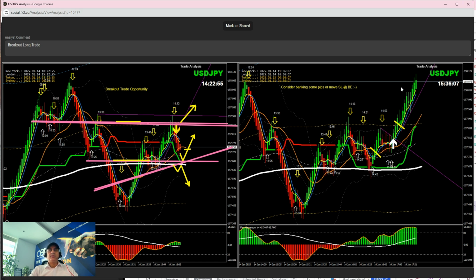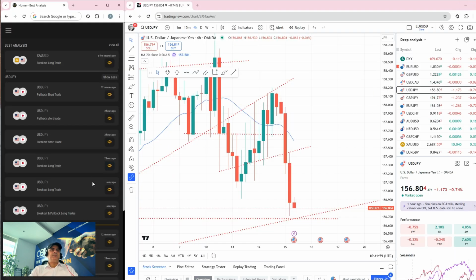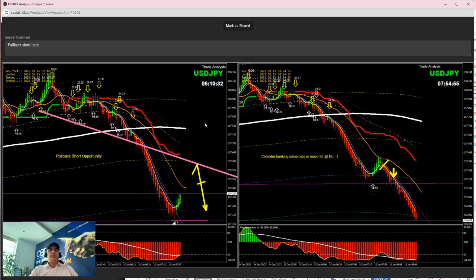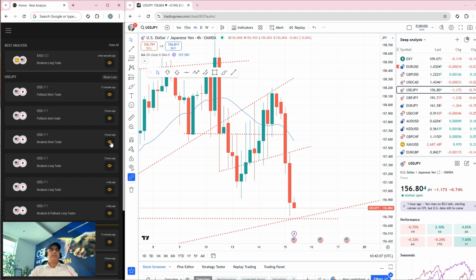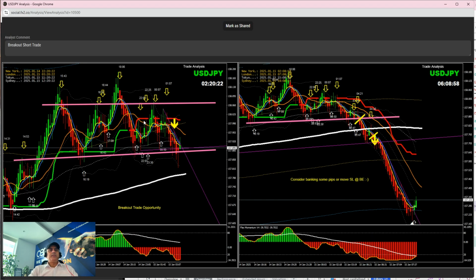After banking some profit, as explained, look for another price action. So after banking that profit, we had another beautiful short trade here, and let me share with you guys. Okay, pretty standard. As you have seen, we bank some profit.